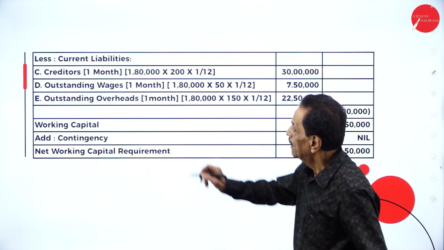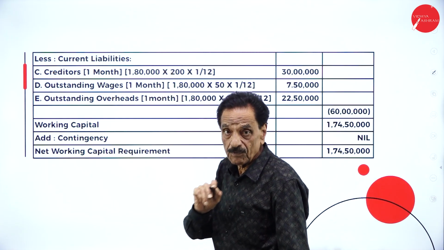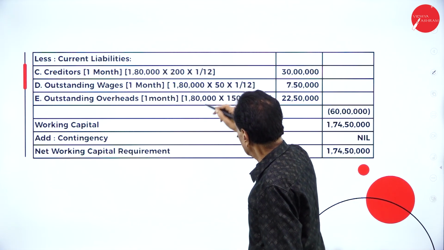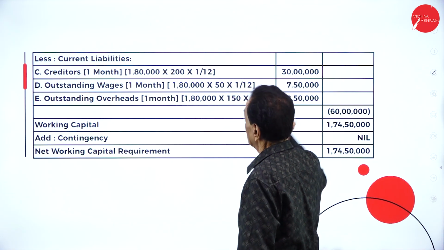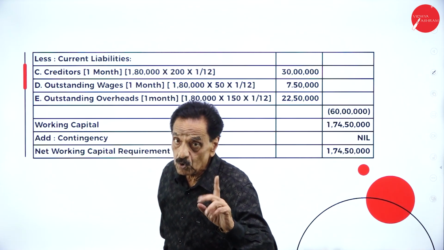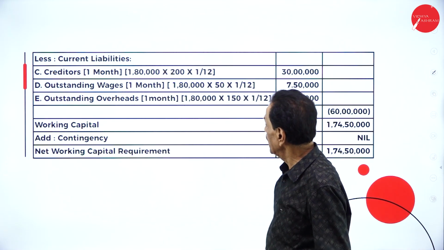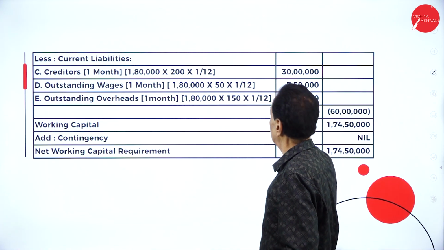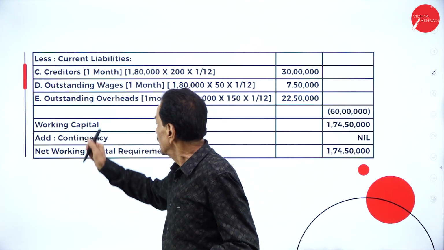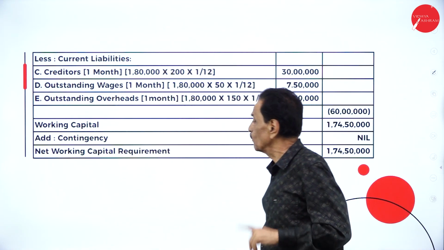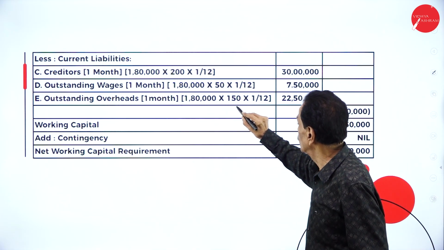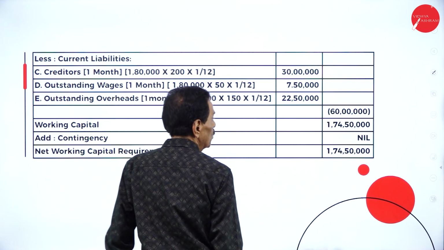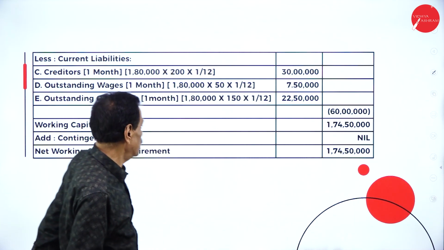Then less current liability, creditor for material supplied 1 month: 1,80,000 divided by 12 into 1 into 200 is 30 lakh. There was outstanding wages to be paid: 1,80,000 divided by 12 into 1 into 50 is 7,50,000. There was outstanding overhead 1 month: 1,80,000 divided by 12, 1 into 150 is 22,50,000. Total current liability works out to 60 lakh.